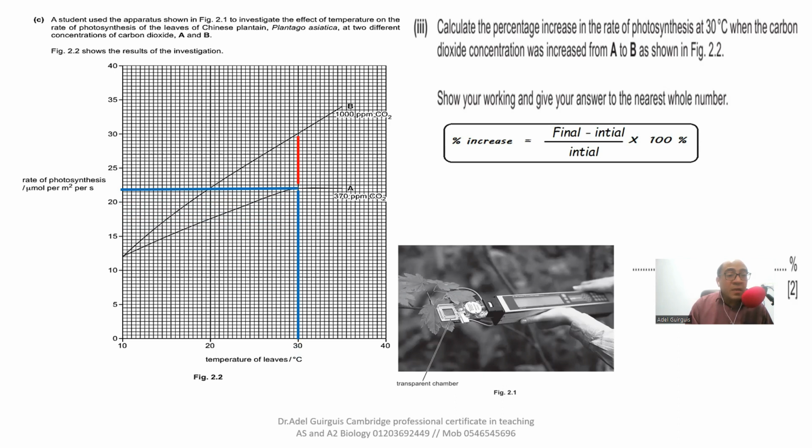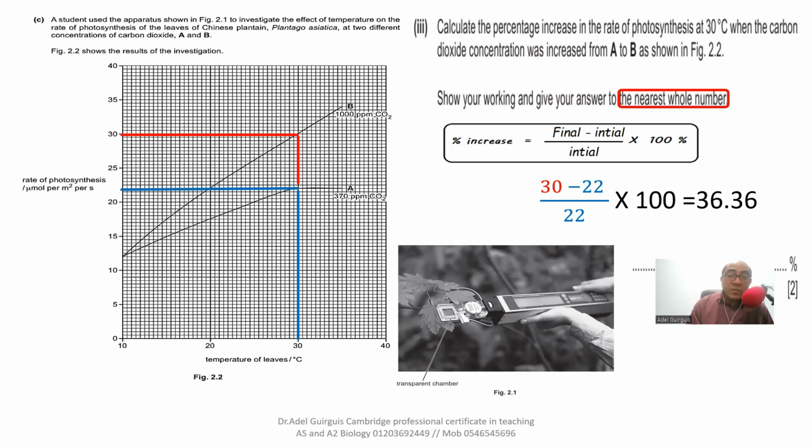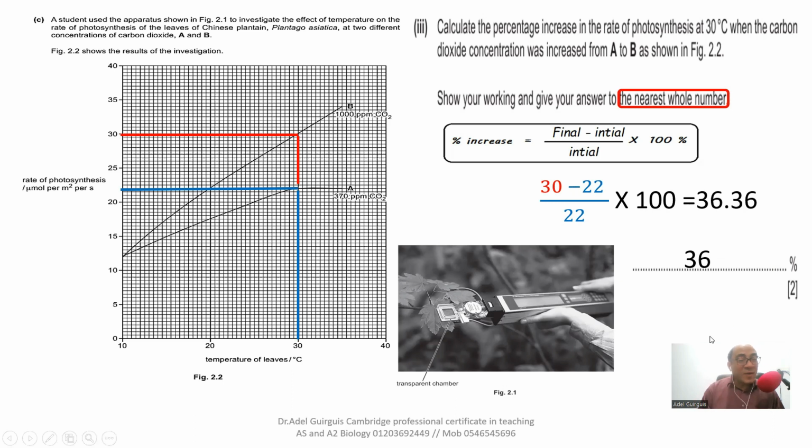Looking at the figure, I think 22 at this point, then it reaches 30 micromole per square meter per second at the second step at B, okay? So there is a difference. Now compensate with figures: 30 minus 22, over 22, times 100 equals 36.36. So to the nearest whole number, we reach this figure, 36%. It's okay?